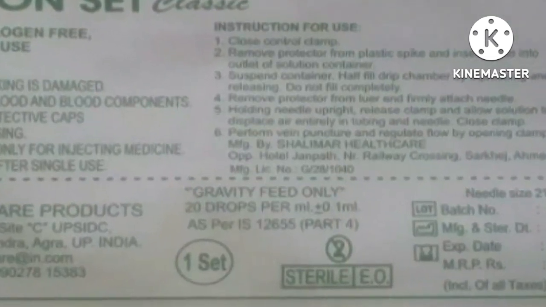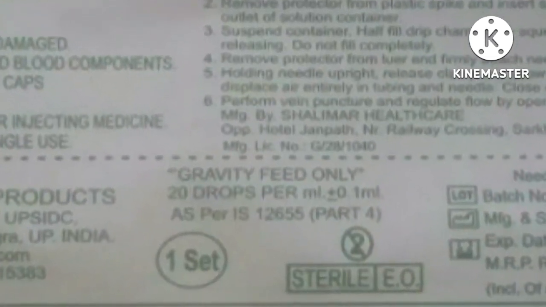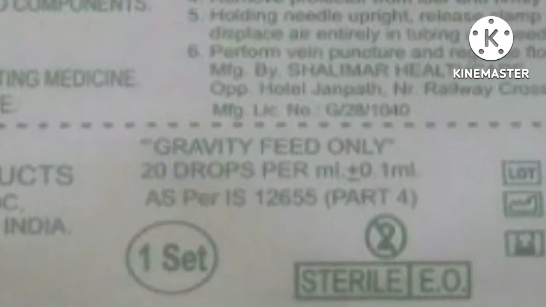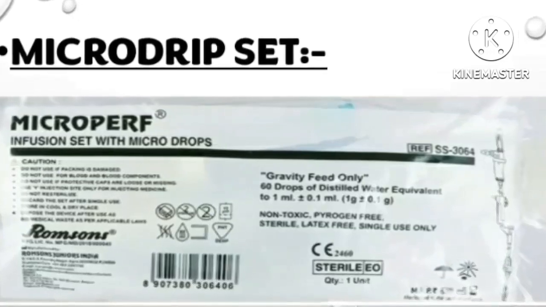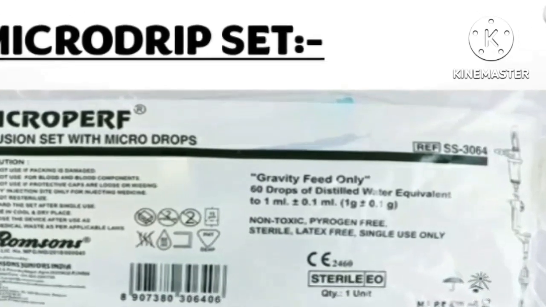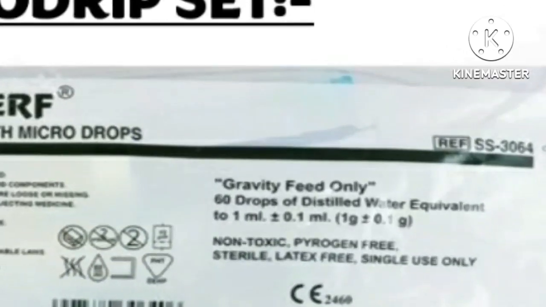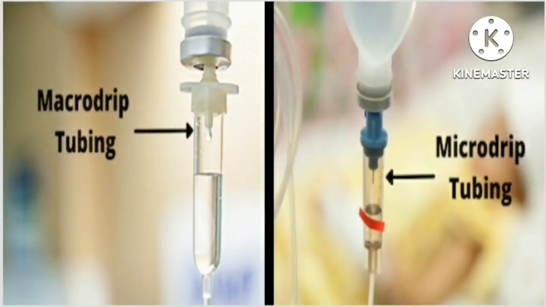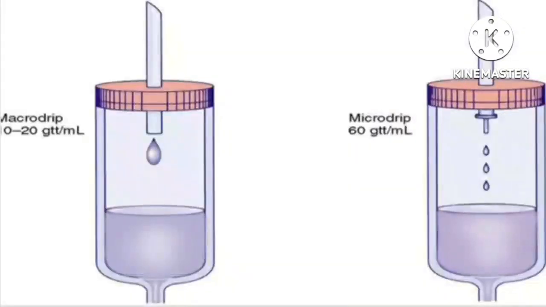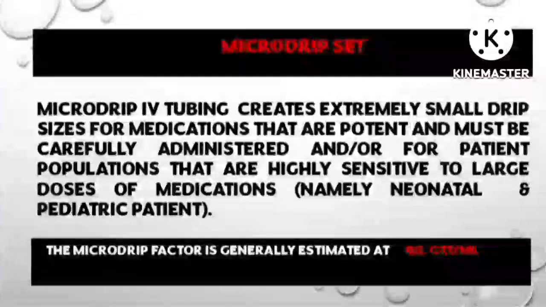In this macro drip set, the drop factor is 20 as written here. And in the micro drip set, the drop factor is 60 drops as written in this packet. So what is macro drip and micro drip? It refers to the diameter of the needles where the drop enters the drip chamber. Here you can easily understand the difference between macro drip and micro drip.